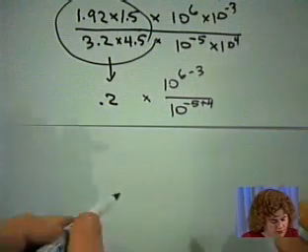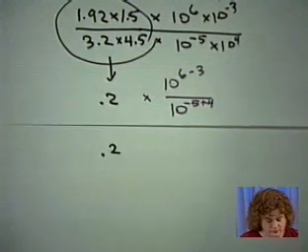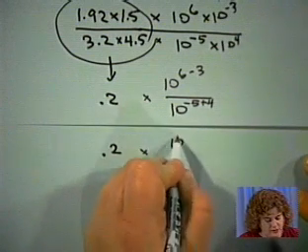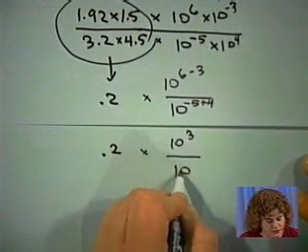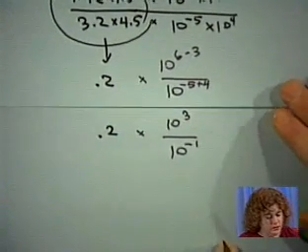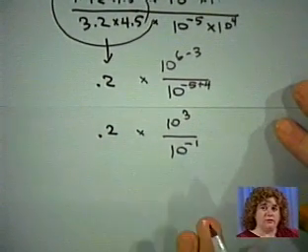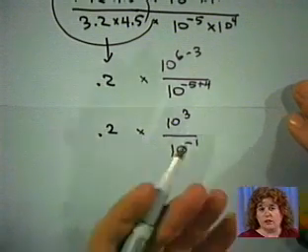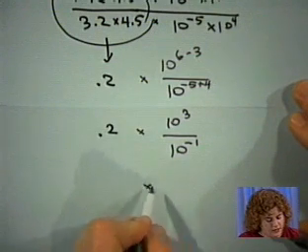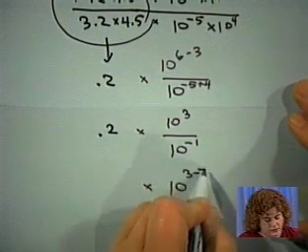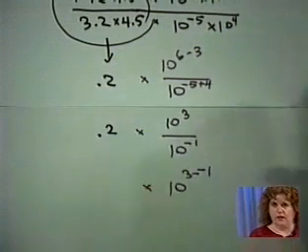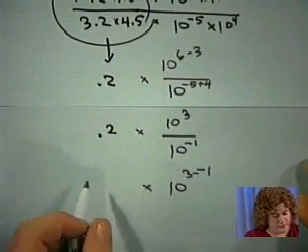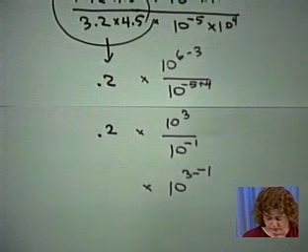0.2 comes along for the ride. And we'll have, well, now on the top we have 10 to the 3rd, and on the bottom we have 10 to the negative 1. We can either use the definition for negative exponents and bring this 10 to the negative 1 to the top, or we can simply subtract, and we'll have 10 to the 3 minus a negative 1. You could also have done that directly at the beginning, add the top and subtract the 2 powers from the bottom. And that's still times 0.2.